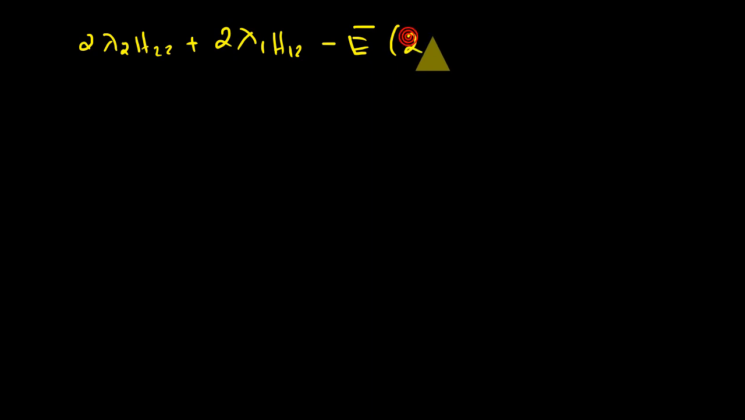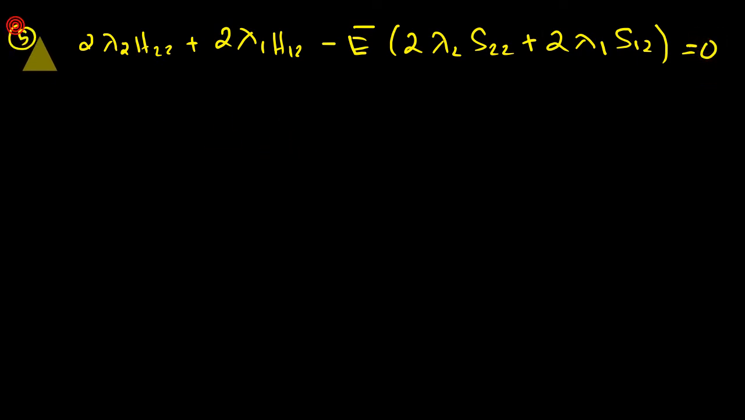What is ∂N/∂λ2? ∂N/∂λ2 is 2λ2 H22 plus 2λ1 H12, that is ∂N/∂λ2, minus N/D, that is E bar, into ∂D/∂λ2. What is ∂D/∂λ2? That is equal to 2λ2 S22 plus 2λ1 S12, that is equal to 0. That is equation number 5. So this we obtained from equation number 5.